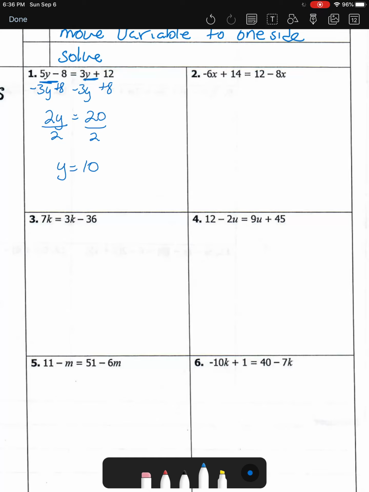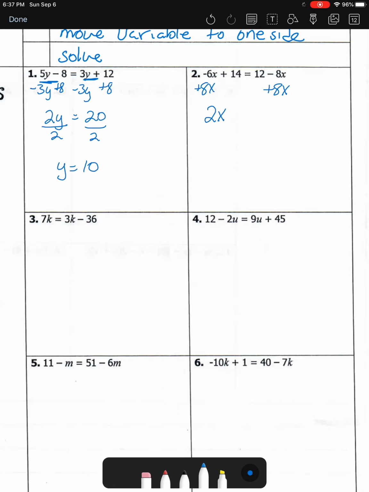In example number 2, again, no parentheses, but I've got a negative 6x on the left. I've got a negative 8x on the right. Technically, negative 8 is a smaller number, so that's the one I'm going to move. So we're going to add 8x, and we're going to add 8x. Okay? If I combine those, I am going to get a positive 2x. And that's the reason I always move the smaller one, because I'm going to end up with a positive number there. Okay, meaning a positive 8 and a negative 6.